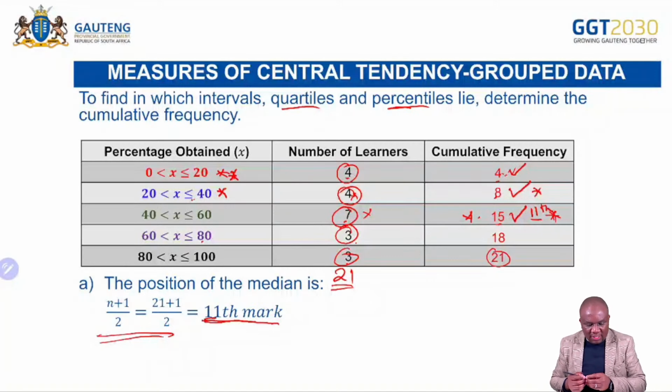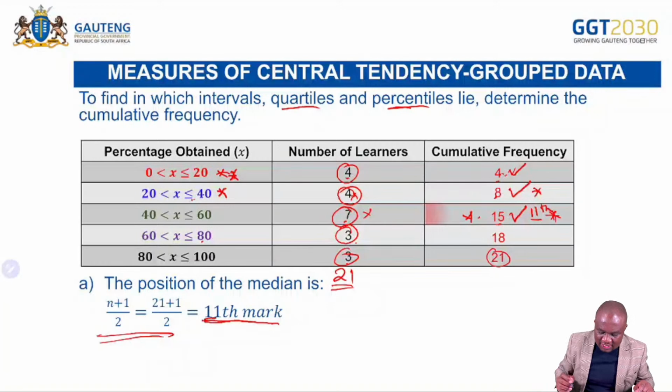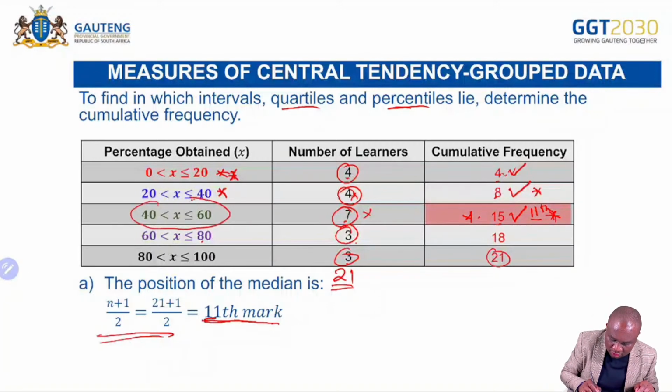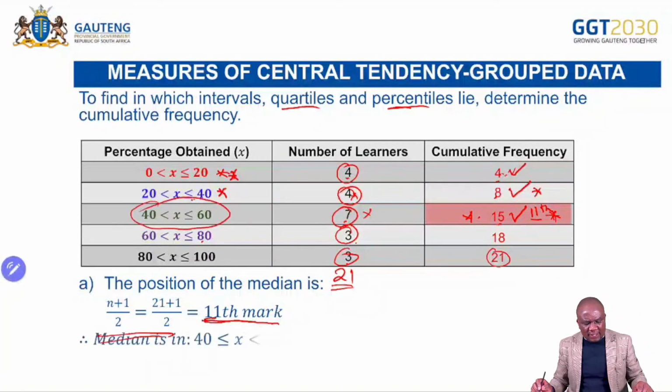So the question was, in which class interval does the median lie? It lies in this class interval from 40 to 60. Then you write your answer. Okay, right, that is how we find the class interval in which the median lies.